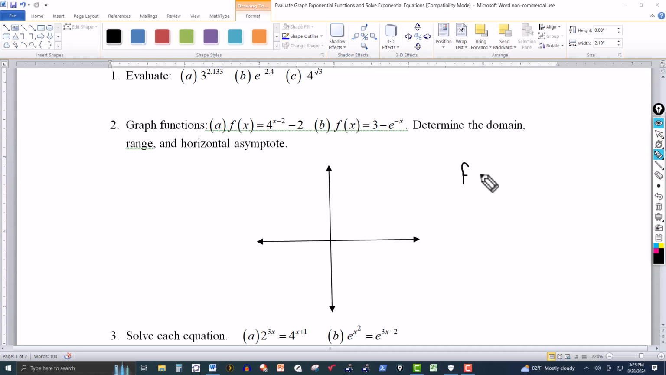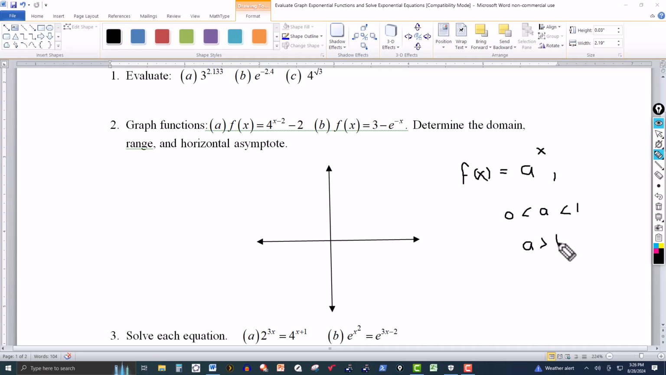Now in the next problem, number 2, we'll be graphing exponential functions. So your basic exponential function has the form f of x equals a to the x, where x is any real number. And we're going to look at 2 cases. In one case, the base is greater than 0 but less than 1. In another case, the base is greater than 1. So let's look at the case where the base is greater than 1.